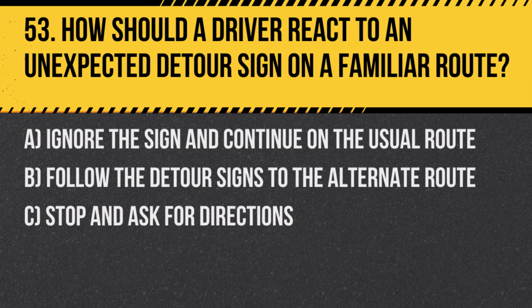Question 53. How should a driver react to an unexpected detour sign on a familiar route? A. Ignore the sign and continue on the usual route. B. Follow the detour signs to the alternate route. C. Stop and ask for directions.